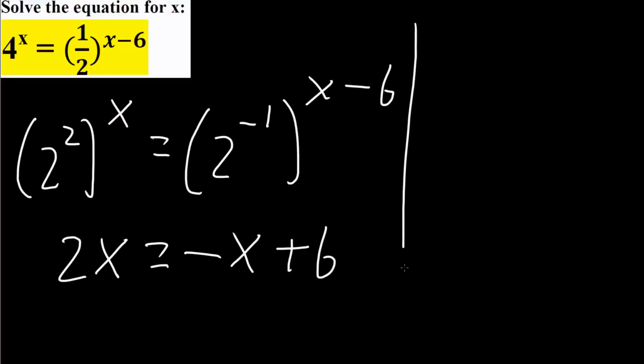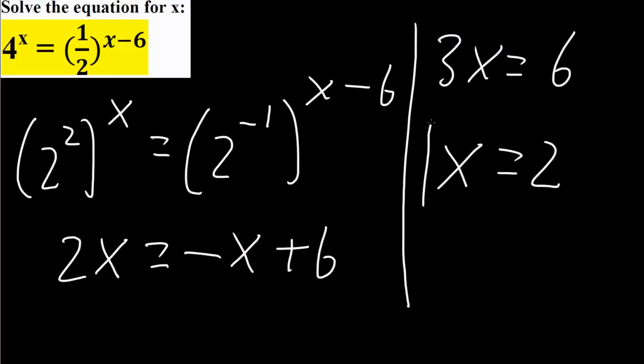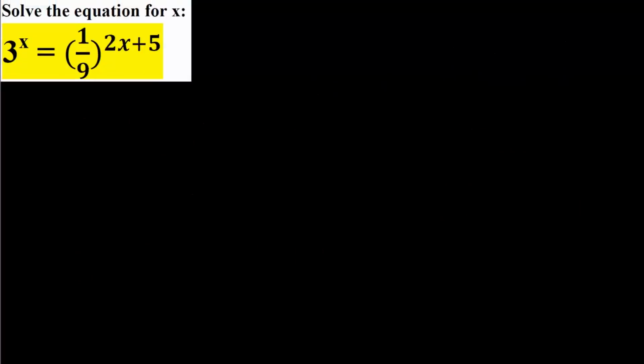And now we're simply solving for x. So 2x plus x would be 3x. 3x is equal to 6. Therefore, x is equal to 2. So we simply box in this answer. And now we have one more problem. Very much similar to the last problem we did.